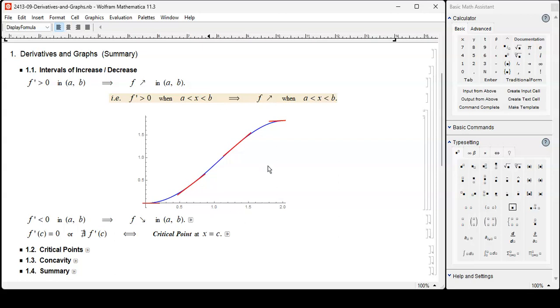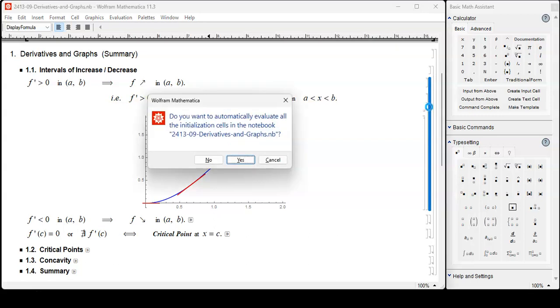Look at this picture. Here, the a value is 0 and the b value is 2. And in between, please note that derivatives are all positive. Look at these tangent lines, or the segments of those tangent lines. They are all pointed upward. The slope is all positive.